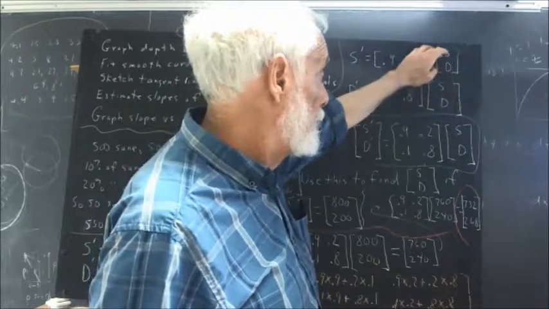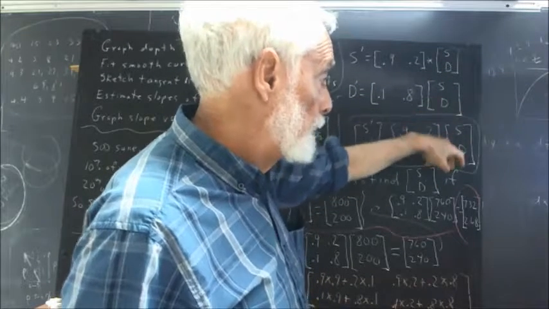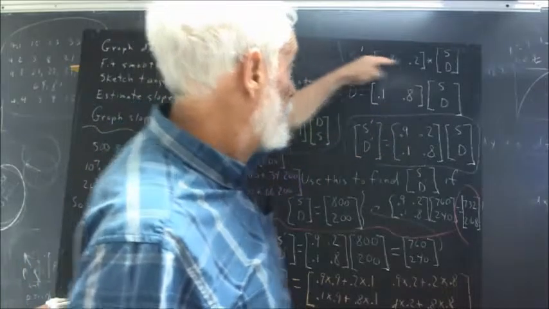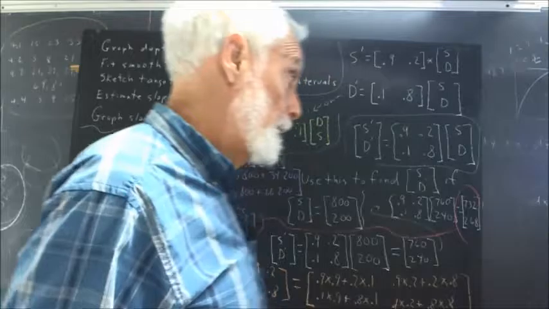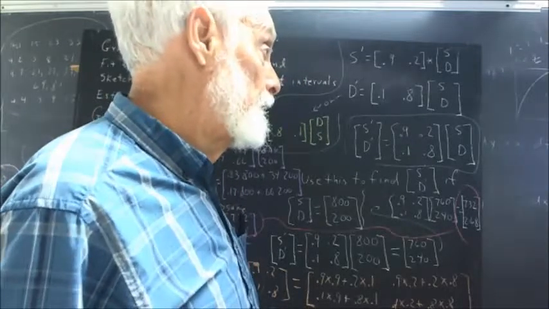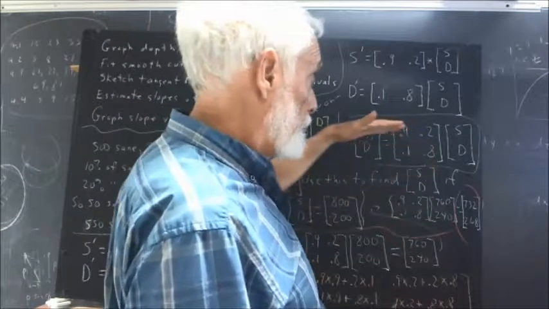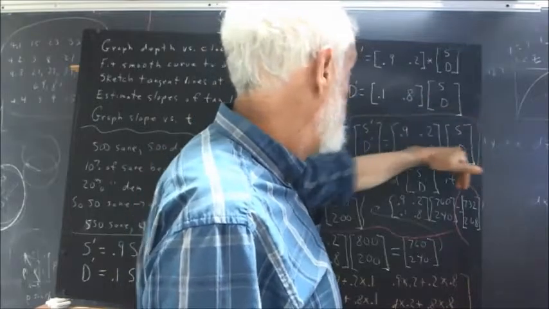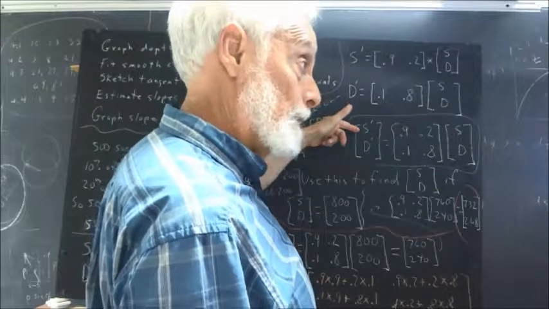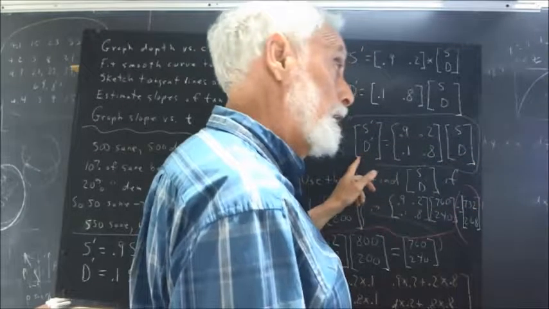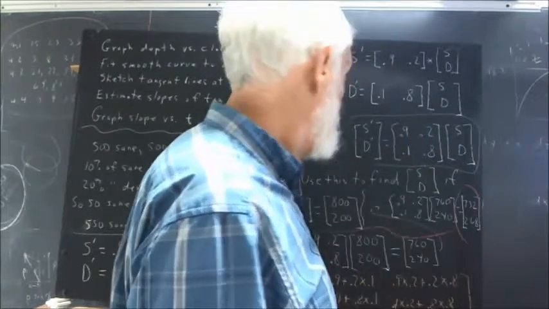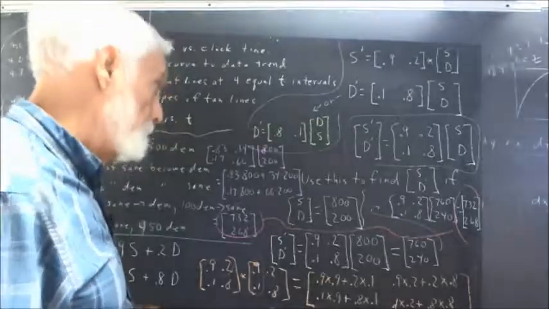Okay, if we've got SD here and SD here, we put SD here, and then we write this row here, and we write this row down here. Now what this means is you multiply the first row by SD, and you get S prime. You multiply the second row by SD, you get D prime. Nothing too mysterious about that.